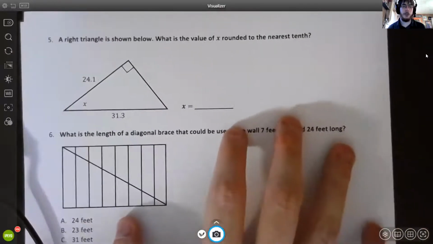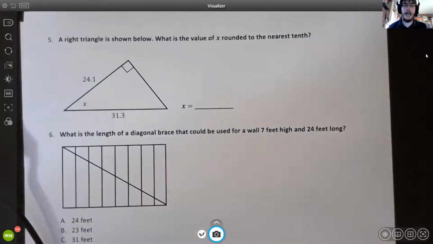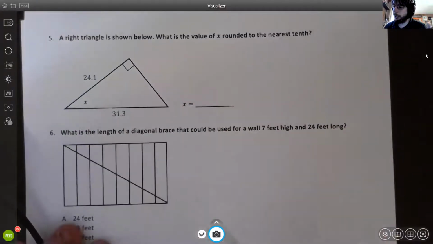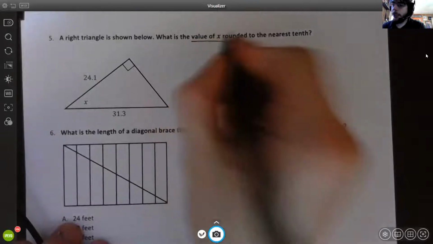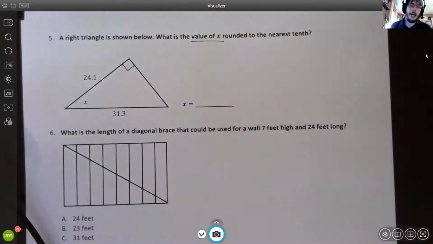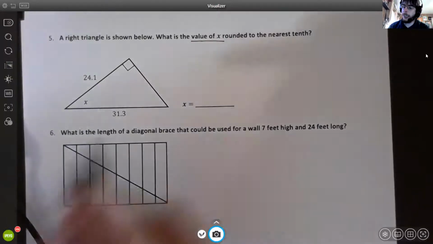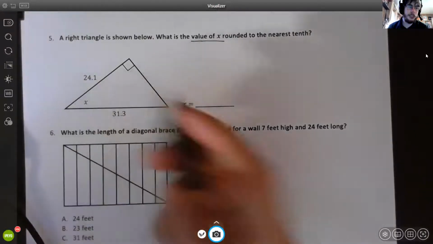All right, number 5. Number 5, it says a right triangle is shown below. What is the value of x rounded to the nearest tenth? So the key thing here is we're looking to see where x is. Is x an angle or is it a side? X is in the angle position.